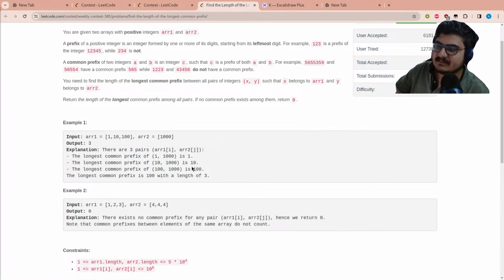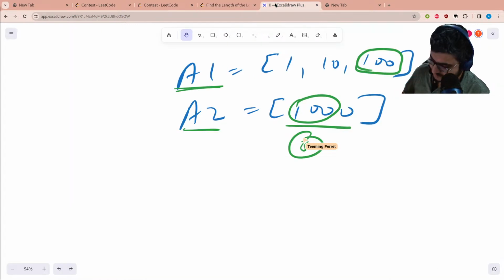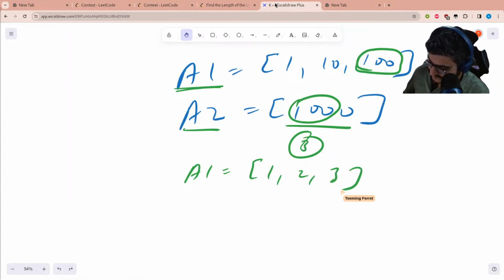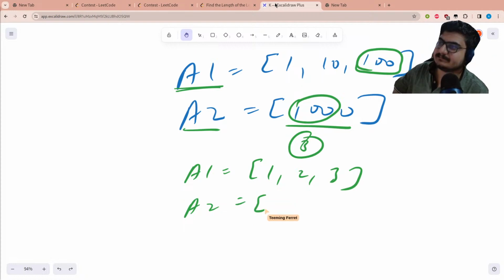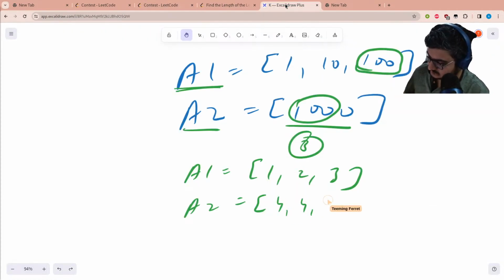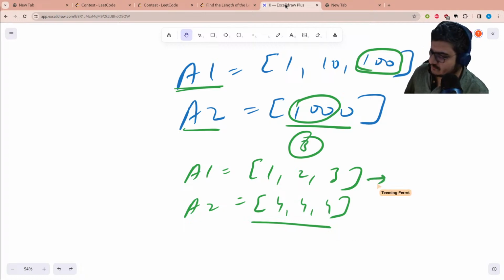which is 3. The second example was array 1 equal to 1, 2 and 3, and array 2 was 4, 4 and 4. If you notice, there is no common prefix between all the elements. The only element in array 2 is 4 and none of the elements in array 1 starts with 4. So we should output 0 in this case.